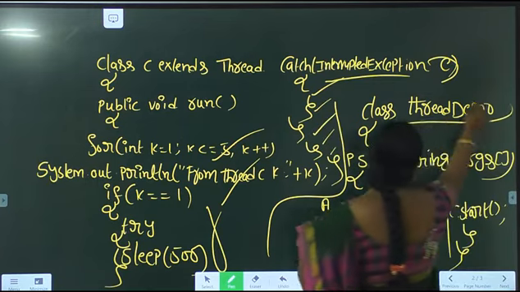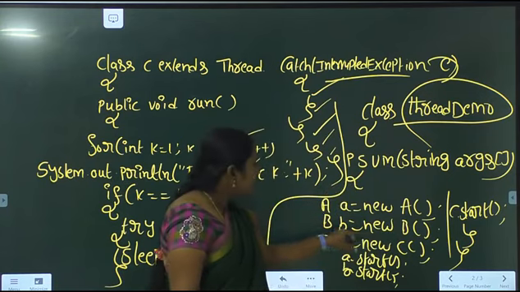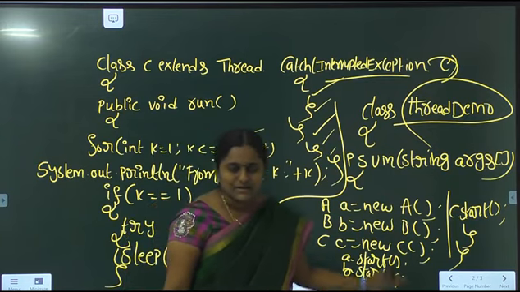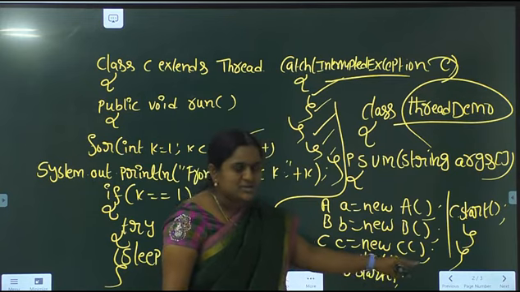Next we can take one more class, ThreadDemo. In this class we define the main method. After that we create objects of the three classes, A class, B class, C class, simultaneously. Similarly, with the help of these object references I am calling the start method: A dot start, B dot start, C dot start.